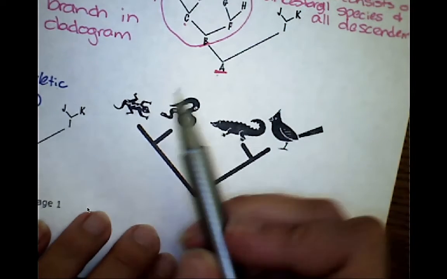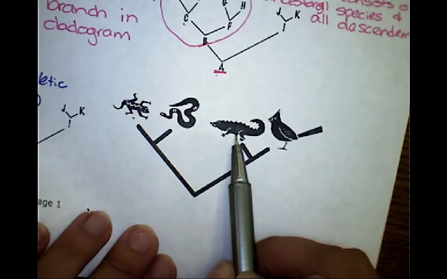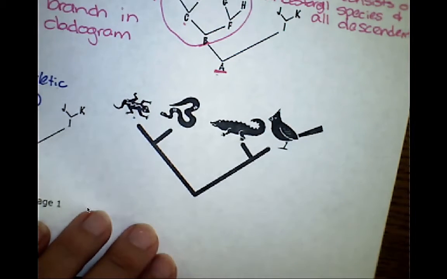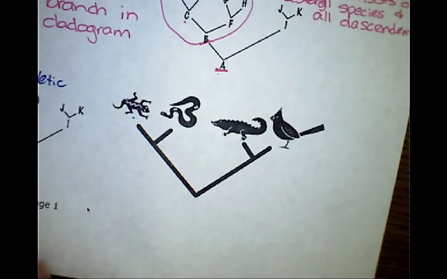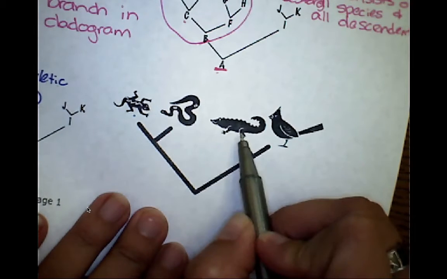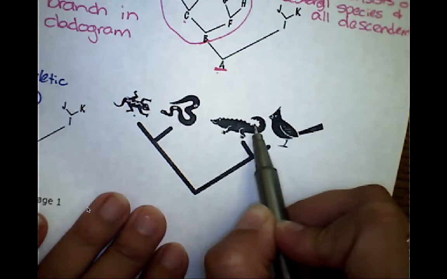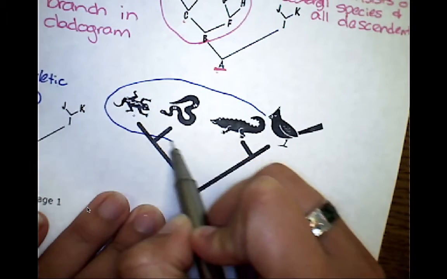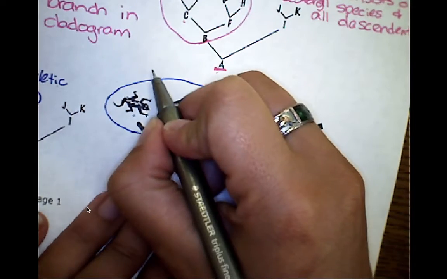So let's look at an example. Here we have a lizard and a snake and an alligator or crocodile and a bird, okay? If I were to ask you what groups these are all in, you would say this is a reptile, this is a reptile, and this is a reptile, but that's a bird. Okay, so these guys are all part of Reptilia.